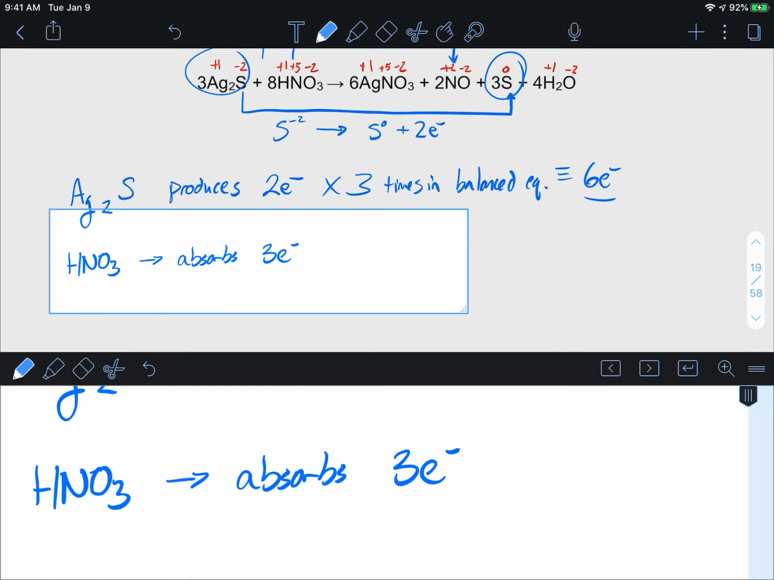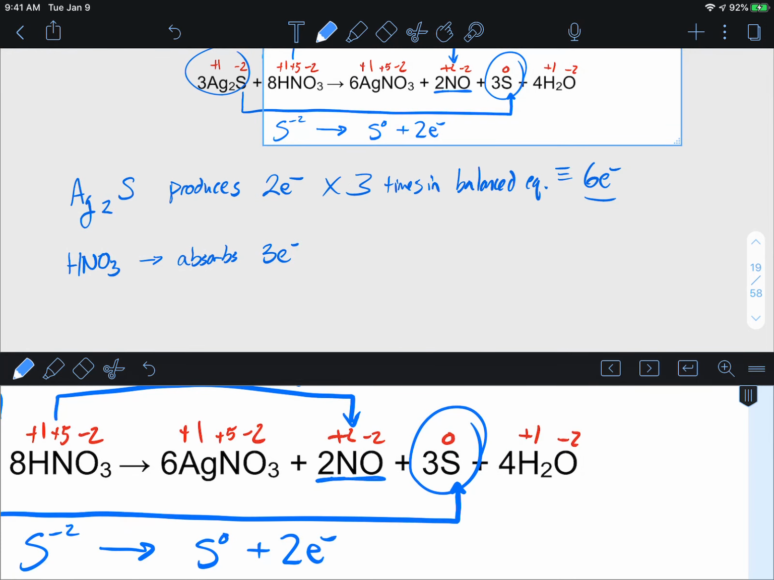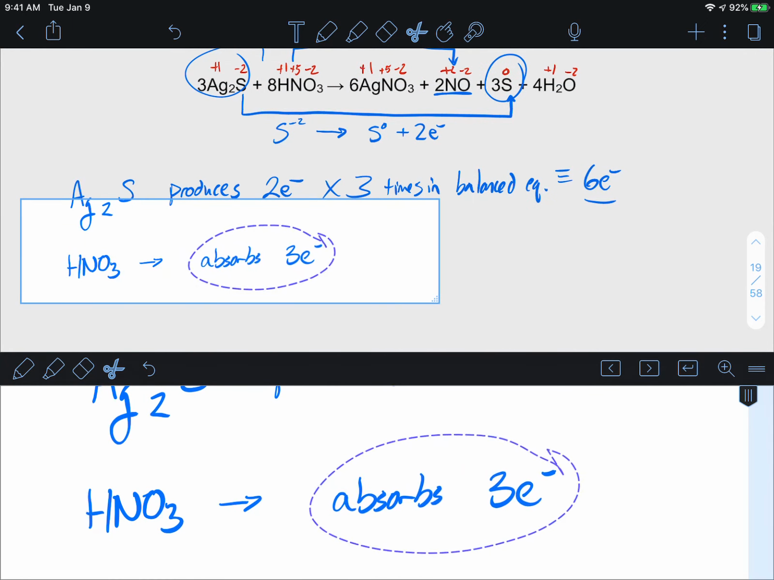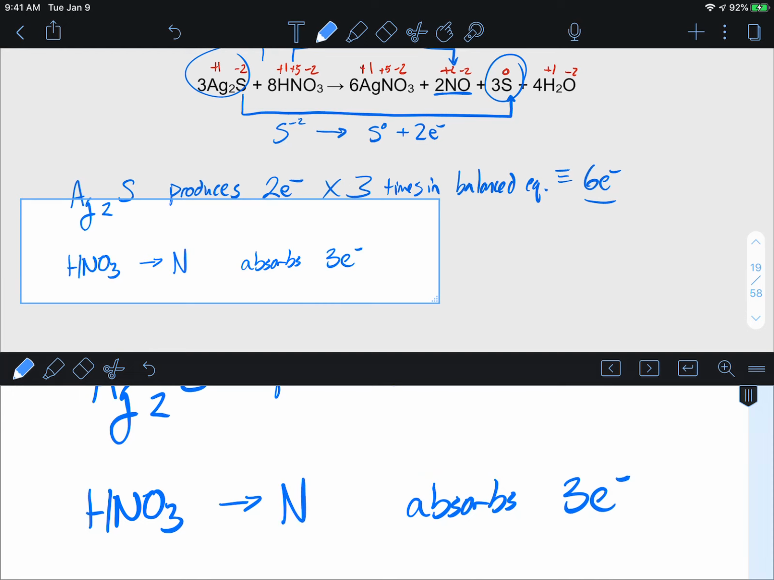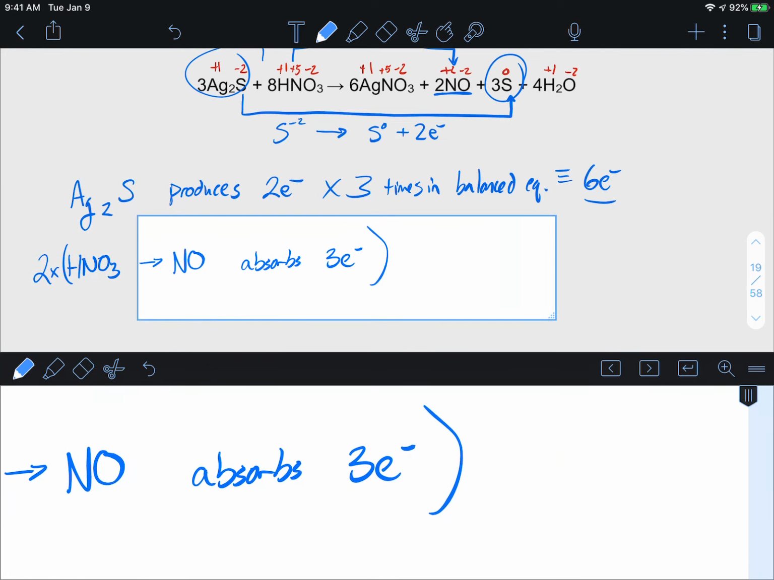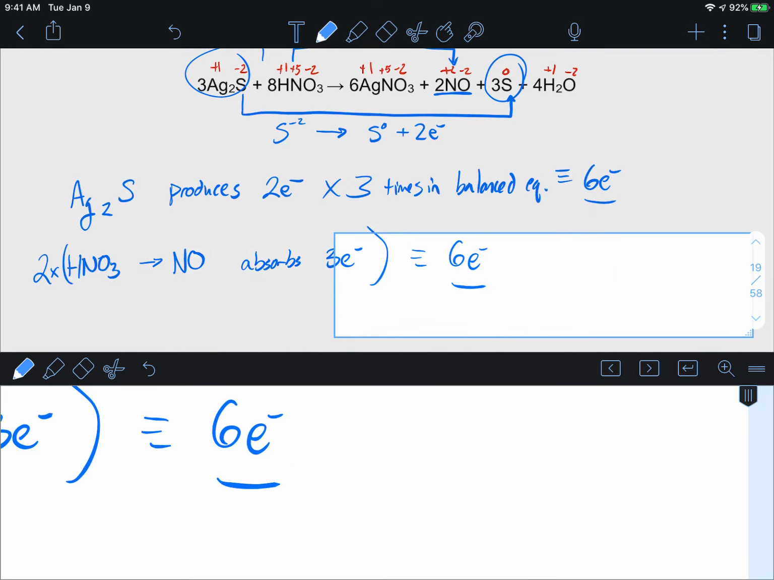We can also look at the nitric acid. It's a little bit more confusing because there are 8 nitric acids at the beginning, but we notice that only 2 of them actually carry through to the end product. Only 2 of the nitric acids will actually convert to the end product of nitrogen monoxide. And so this happens 2 times, and that means that we have 6 electrons as well. So the transferred electrons is 6. This means that 6 electrons are transferred.